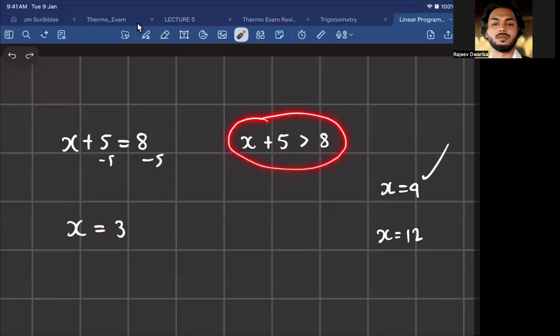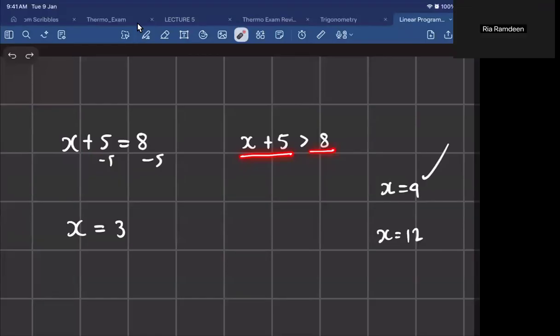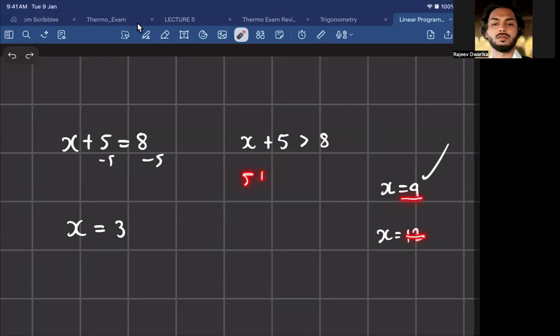But for the inequality, right, Ria, if I want to make the left-hand side more than the right-hand side, is there one solution or are there multiple solutions for that? Multiple. Other than 9 and 12, give me another answer for x. 5. 5 plus 5 is 10. Is 10 more than 8? Yeah. So for an equation, there's typically one solution, but for an inequality, there's an infinite amount of solutions. Do you understand? Yeah.